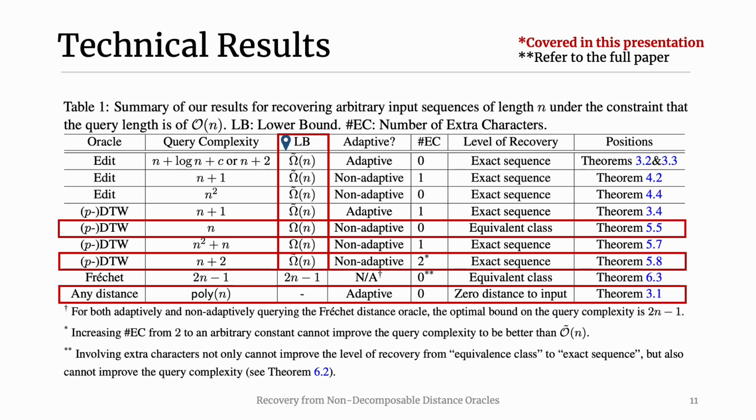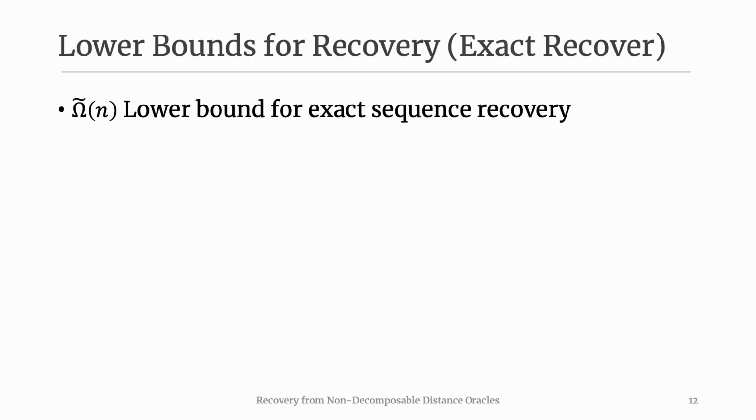With this understanding of our problem, now let's move on to more technical details. We obtain a number of results on added distance, DTW, and Frechet distance with optimal or near-optimal query complexity guarantees. First, I would like to show you the lower bounds of the recovery problem. Let's start from a trivial bound for exact recovery, which requires tilde omega n queries. The tilde omega n notation has a log n factor. This lower bound is obtained by an information theoretical proof.